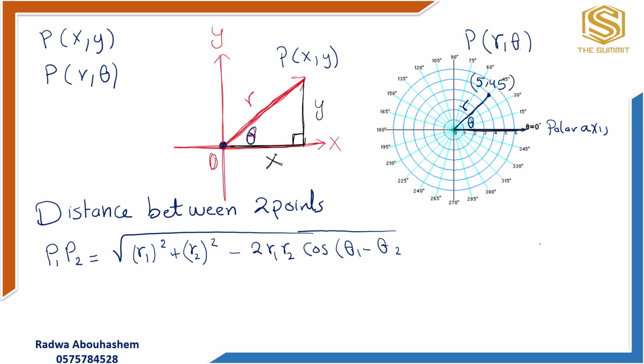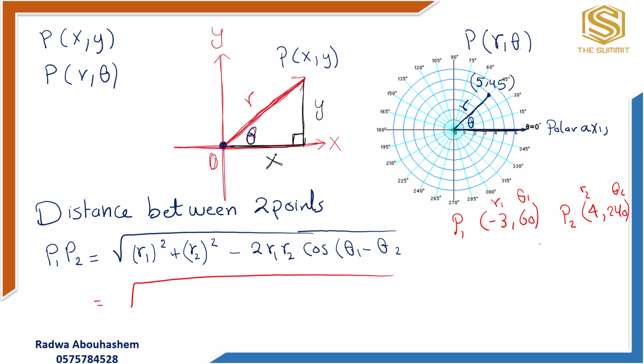Here is the rule for it. Let me give you an example to understand how to apply the rule. We have here 2 points, P1 and P2. Here's r and here's theta 1, r1, r2, and theta 2. Now let's apply the rule. So here it would be negative 3 power 2 plus 4 power 2 minus 2 times negative 3 times 4 cosine of theta 1 minus theta 2. And actually, it doesn't matter if you flip theta 2 minus theta 1, it's still the same.